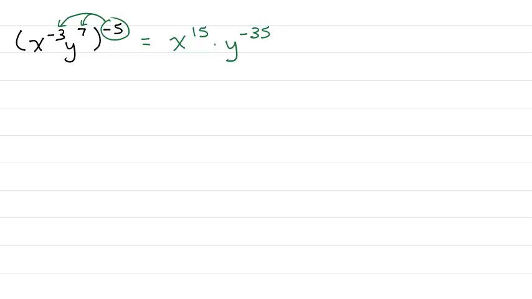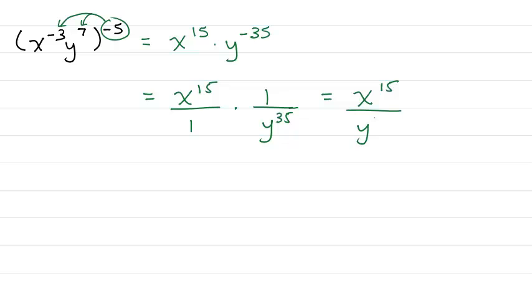Okay, now let's clean up the negative exponents. So that's x to the 15th times 1 over y to the 35th. Again, negative exponent just means reciprocal, and now we can finish up by multiplying across: x to the 15th over y to the 35th.